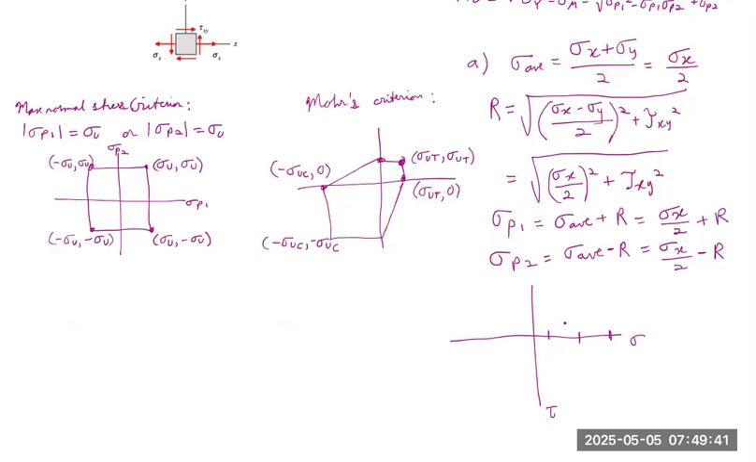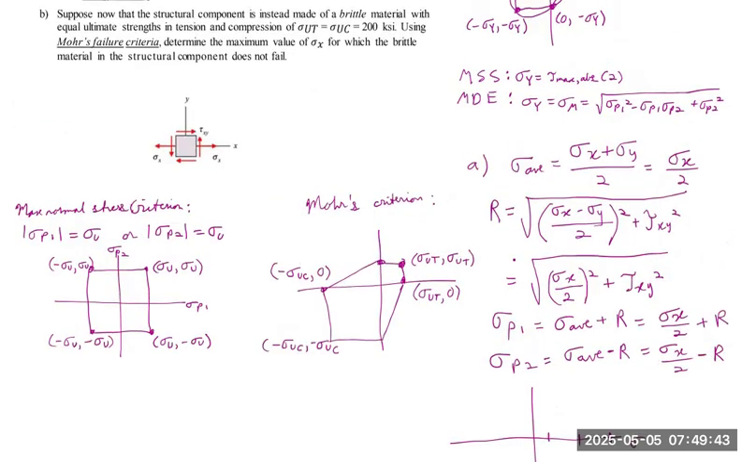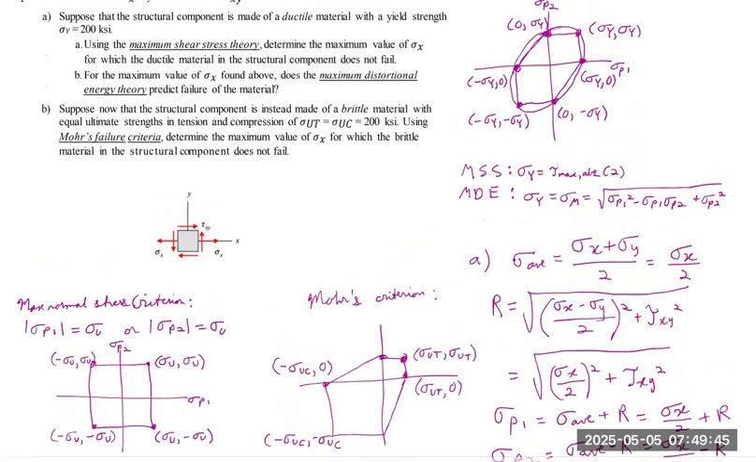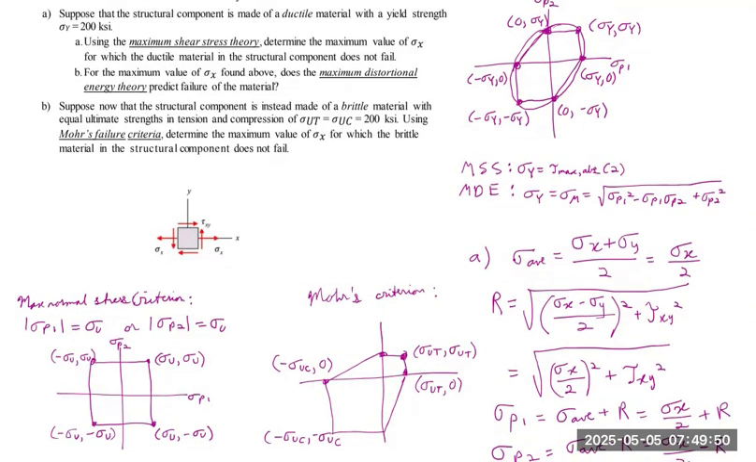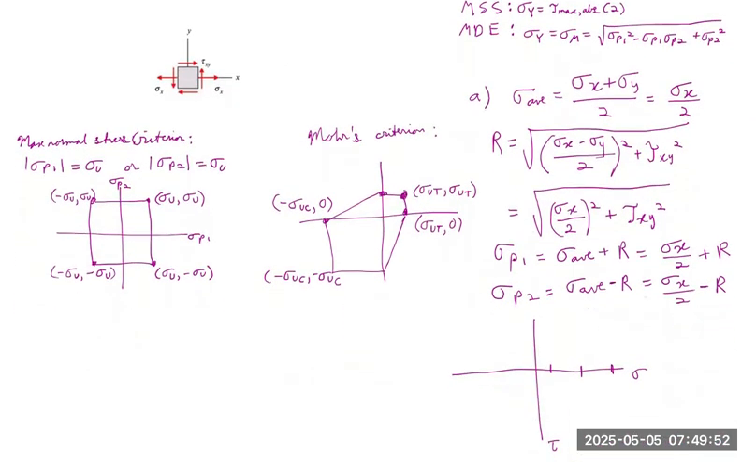Now we have our Mohr circle. And we want to find the maximum value of sigma x for which it does not fail. So we have our in-plane Mohr circle over here. Let's see if I can draw a nice circle.